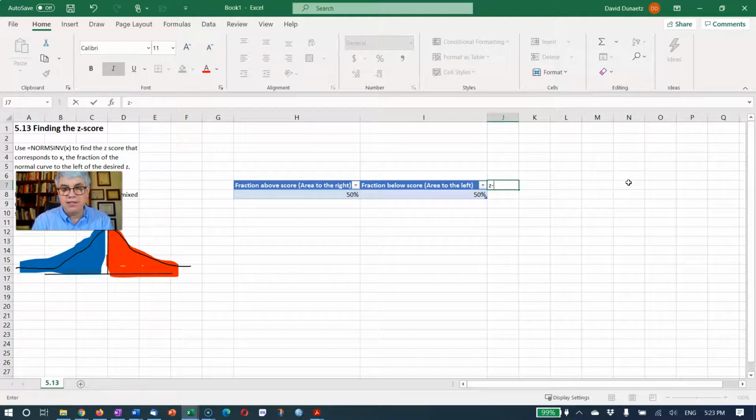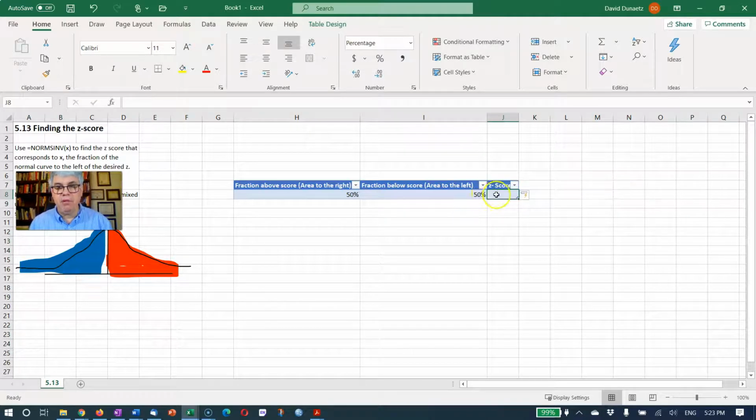The italics are not going off there. Score. And that'll be our final part of the table. And now we know this is right in the middle, so this should be a z-score of 0, but we'll use our NORM.S.INV.